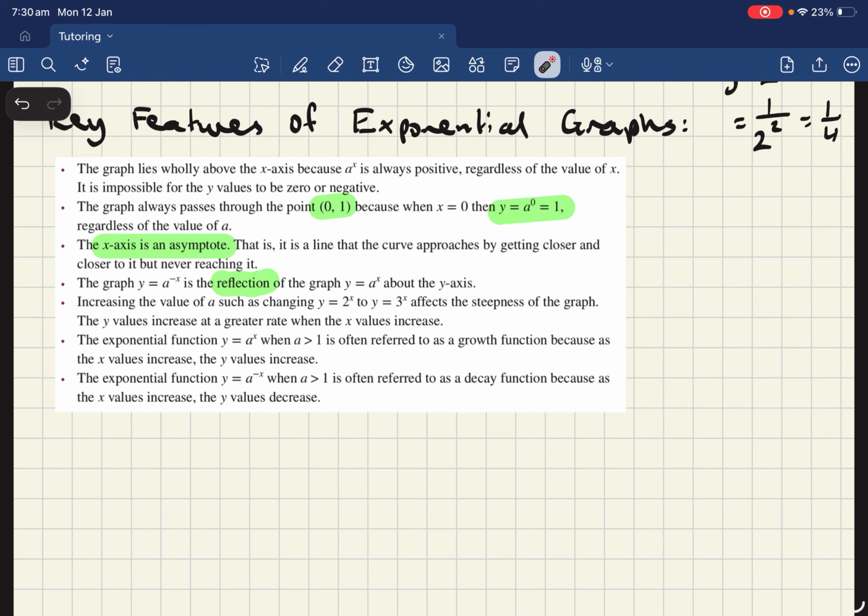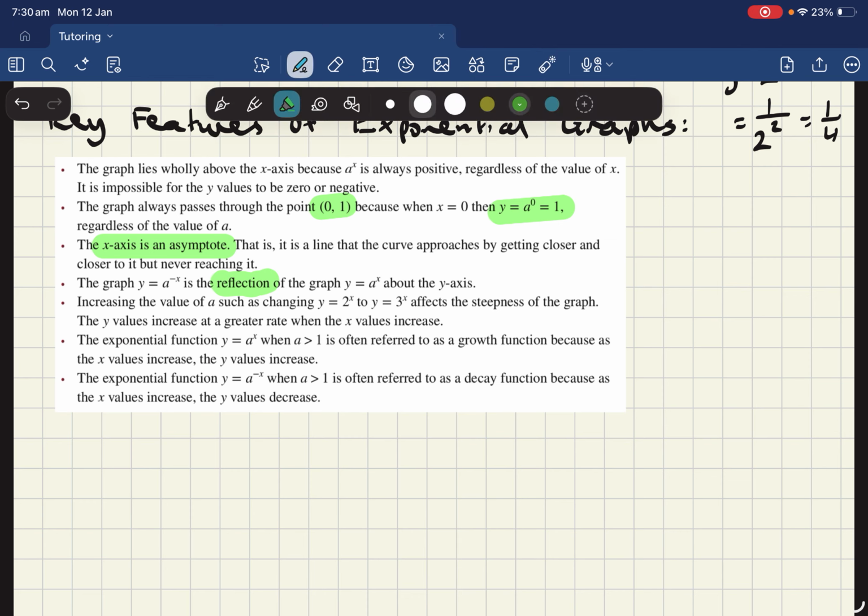Now, this base number a, here it's 2, for example, we use that in our graph. Changing the value of a will affect the steepness of the graph. So the y values will increase at a greater rate when the x values increase, the bigger this base number a is.